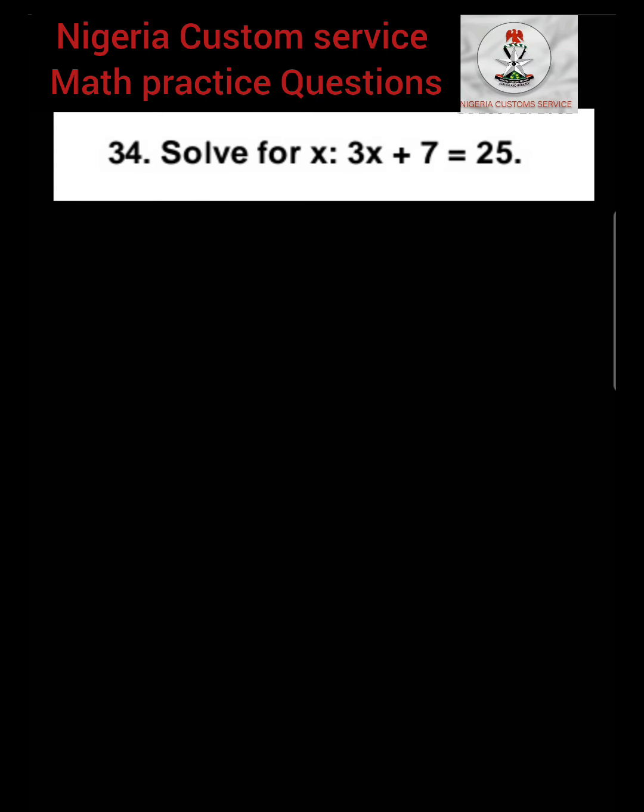Question number 34 reads: solve for x given 3x plus 7 is equal to 25. This one is just a bonus question. We are given 3x plus 7 equal to 25. The next thing we're going to do is take this 7, which is the constant, to the right hand side of this equation.